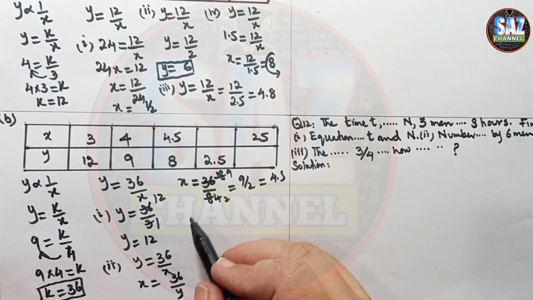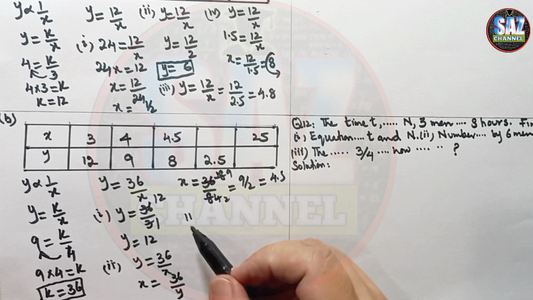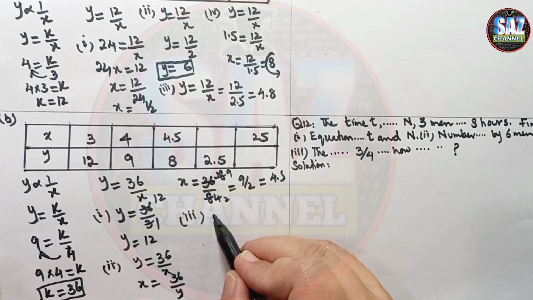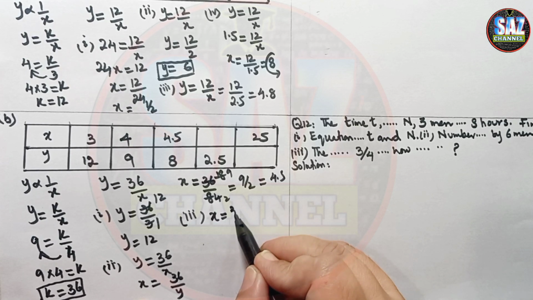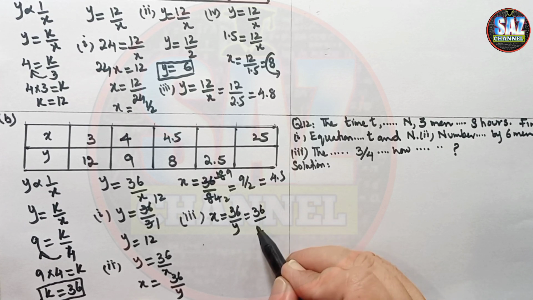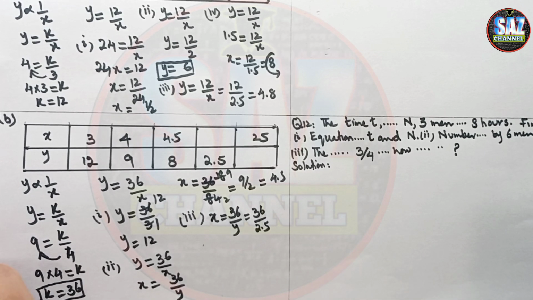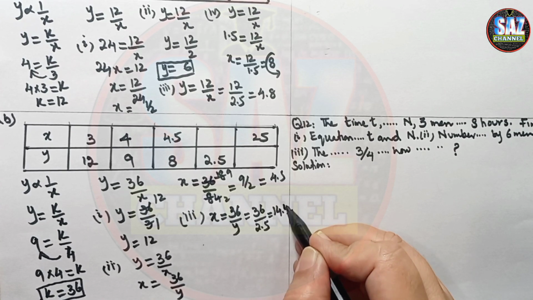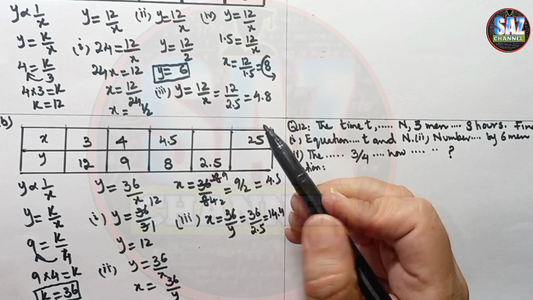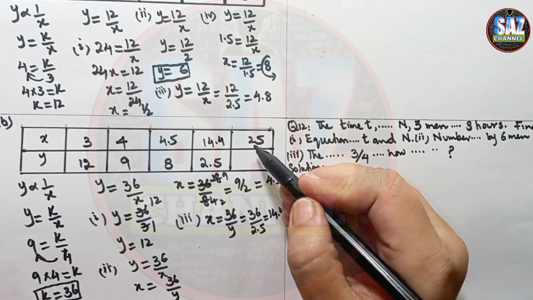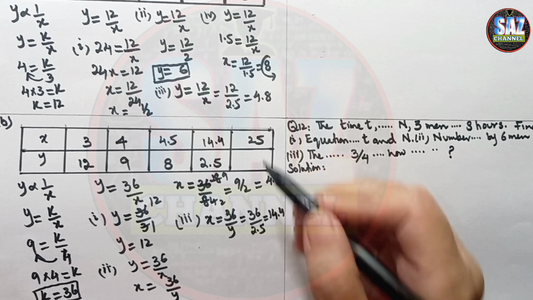And the next value of y is 2.5. Again x will be equal to 36 upon y, which is equal to 36 upon 2.5. And when I divide 36 by 2.5, the value will be 14.4.